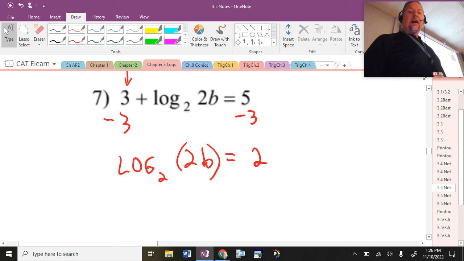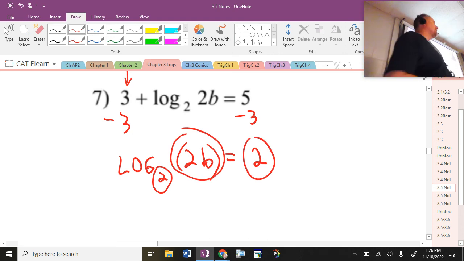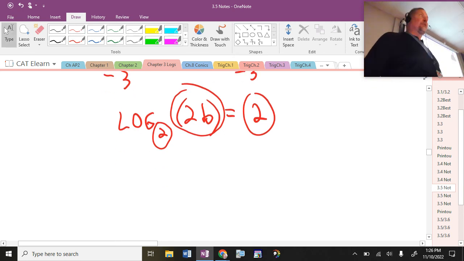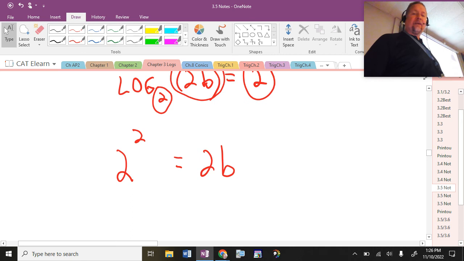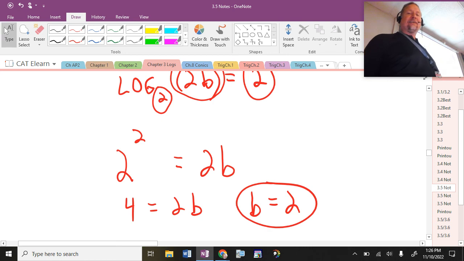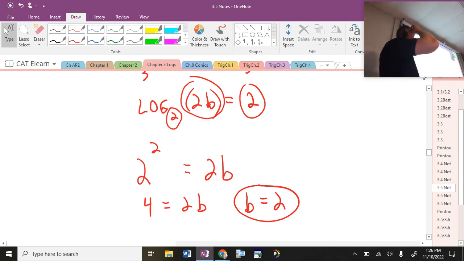But now I have a base, an exponent, and an answer. I got my 3 positions. So I get rid of the word log. What's the base? You can almost not get this wrong, but what's the base? 2. What's the exponent? This one you could get wrong. 2, and then what's the answer? To be or not to be? Okay. All right. 4 equals 2b. Then what's the answer? 2. That was ridiculous.